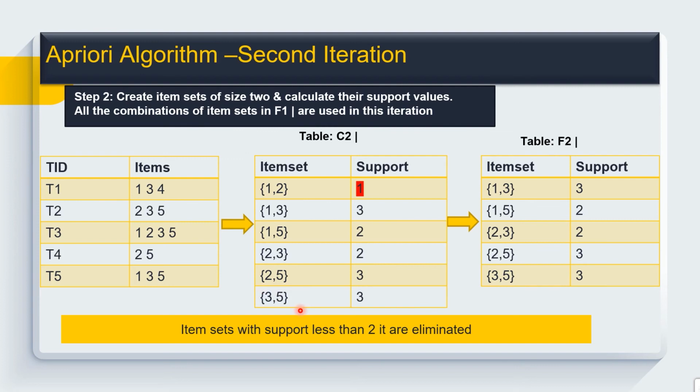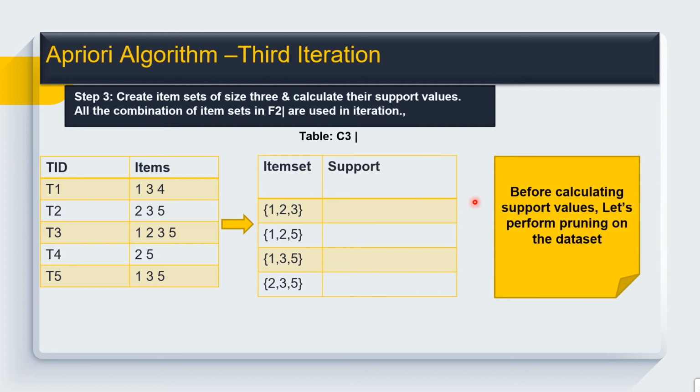In this case, if we have a closer look at table C2, we see the item set 1,2 has a support value of 1, which has to be eliminated. So the final table F2 does not contain 1,2. Similarly, we create the item sets of size 3 and calculate the support values, but before calculating the support, let's perform the pruning on the data set.